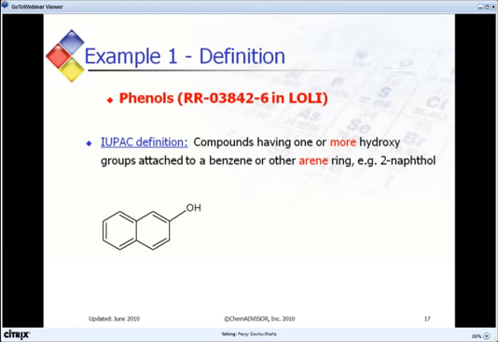And one, when thinking of a phenol, would initially think that it's a benzene ring with a hydroxy group attached to it. But if you look at the IUPAC definition, we see that it's a wider definition than what we originally thought. The IUPAC definition shows that compounds having one or more hydroxy groups attached to a benzene or other arene ring can also be considered phenols. So, a more inclusive definition.